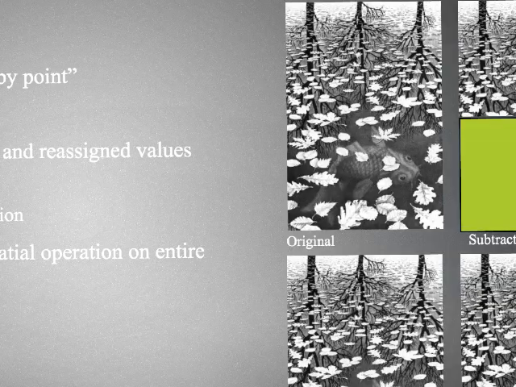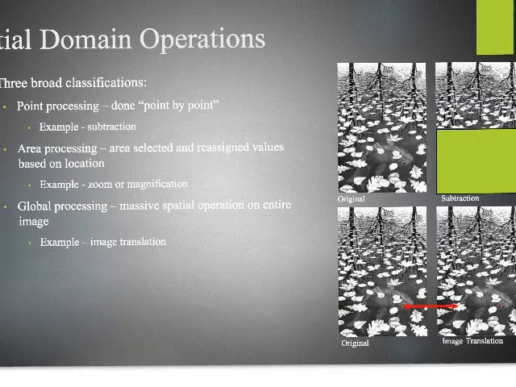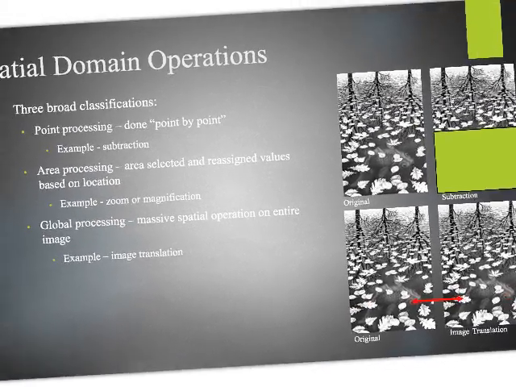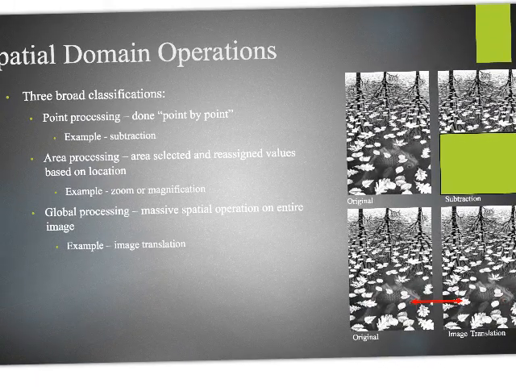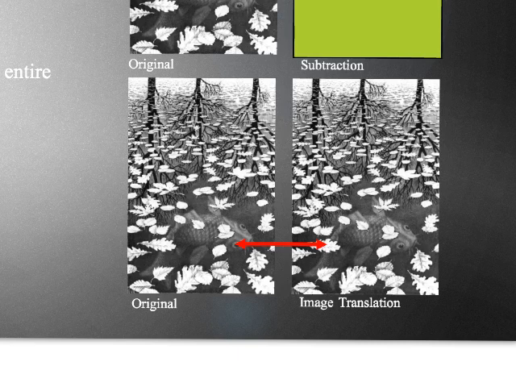Now I'm going to area process out. For our last way of thinking about it, which is global processing, this is massive spatial operations that occur across an entire image. And so this is like figure 31-1, on page 498 in our textbook.